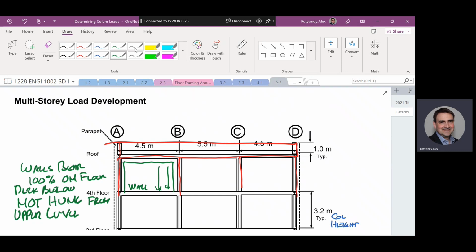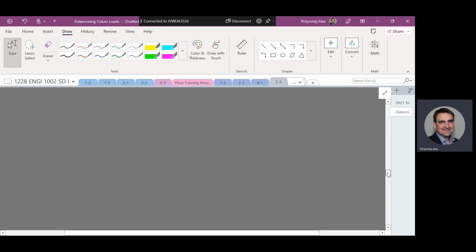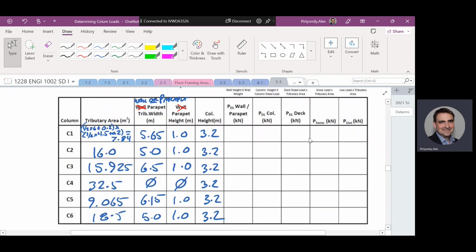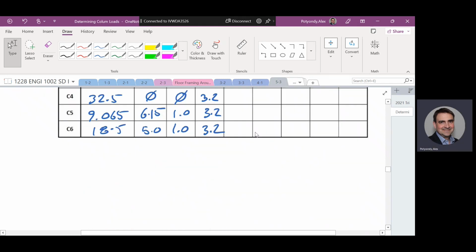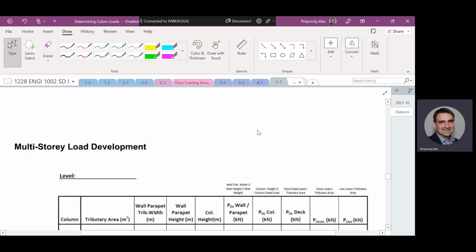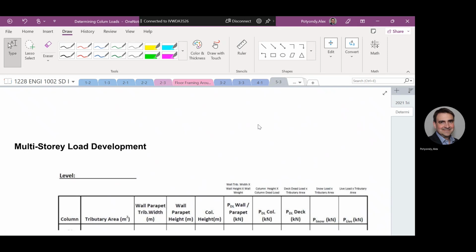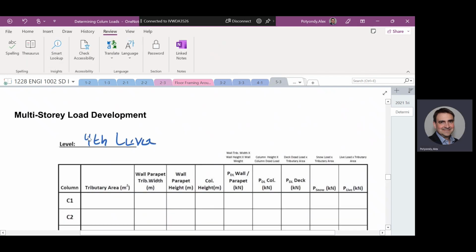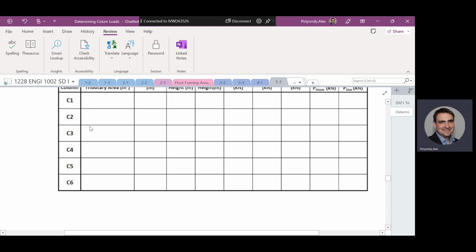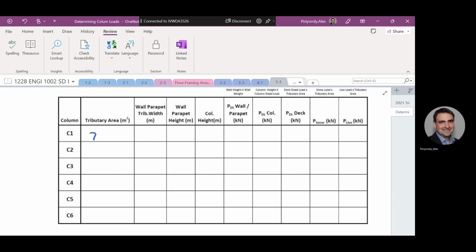So what does that mean? Well, that means, and because of the symmetry in the building and from floor to floor, this makes my life easier. So that's a heck of a lot of work to do all this. Well, now I go for my next level down below, which is going to be my 4th level. And for here, same columns because the columns all line up. That's what we want. Tributary area, because of symmetry, is the same.